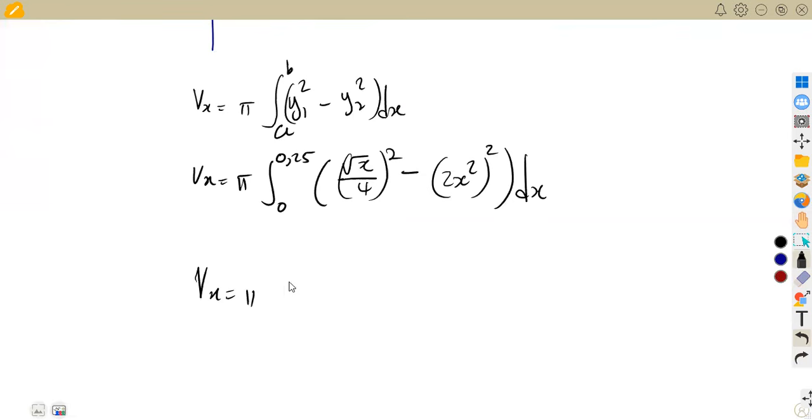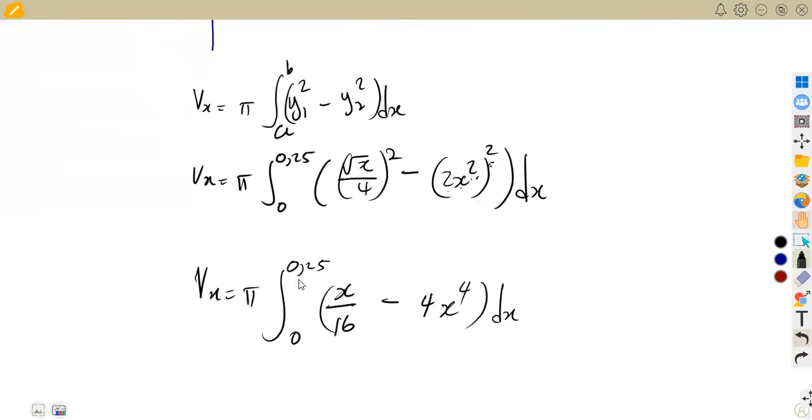So Vx is going to be pi, the integral. Right before that, let's just simplify before we integrate. From 0 to 0.25, the square root of x squared. Remember, the square root of x times the square root of x is x. Then 4 squared is 16, minus 2 to the exponent of 2, that is 4, x to the exponent of 2 to the exponent of 2, that is 2 multiplied, so that will be to the exponent of 4, with respect to x.